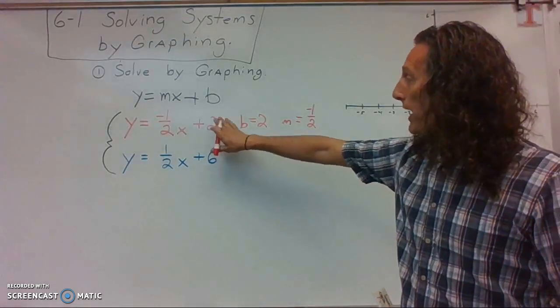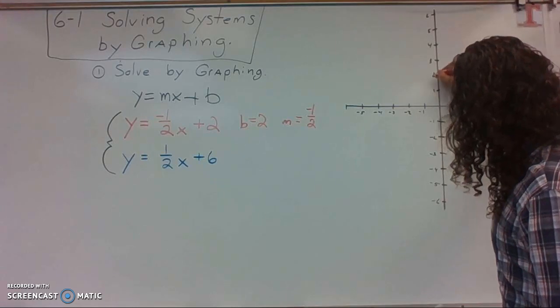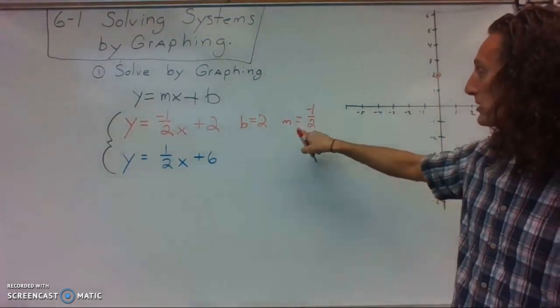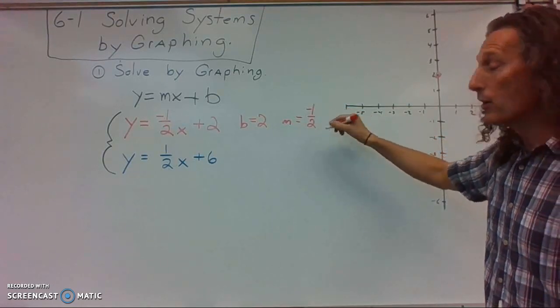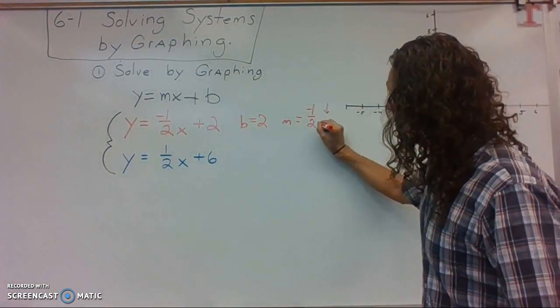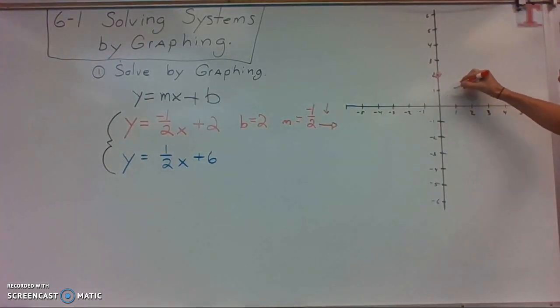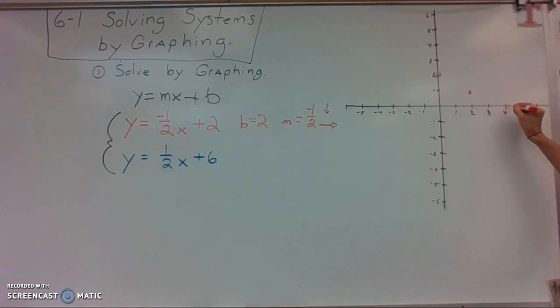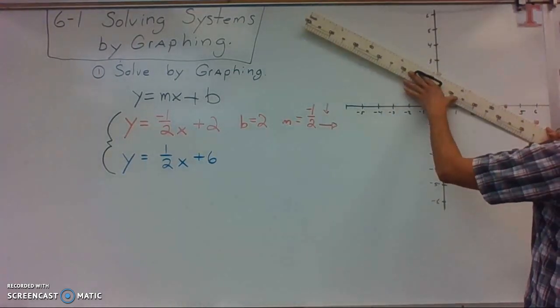So again, my y-intercept is 2, so I'm going to go to 2 and put a dot. And then my slope for this one, since it's a negative 1/2, means go down 1, but then over 2. So I'm going to go down 1, count over 2, 1, 2. Go down again, count over 2. So I'm putting me here. Down 1, over 2. And I should have enough, so I'm going to draw a line.